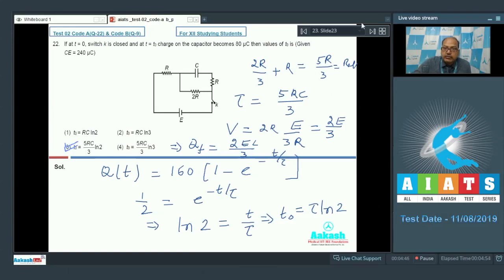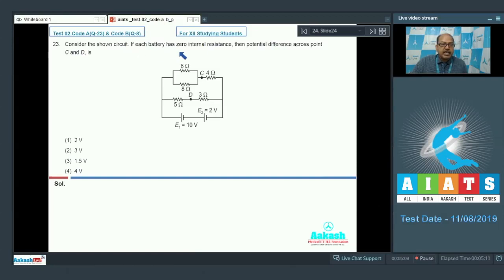Let's go to question 23 now. Consider the shown circuit. If each battery has 0 internal resistance, then potential difference across point C and D is. This is a simple circuit. The upper branch has effective resistance of 4 plus 4, 8 ohm, and the lower branch also has effective resistance of 8 ohm. So we can straight away write the current. Current here is 12 volt EMF divided by 8 ohm, that means 1.5 ampere. And in the upper branch also it is 1.5 ampere.